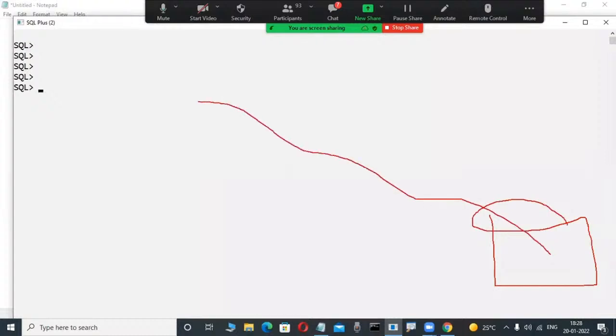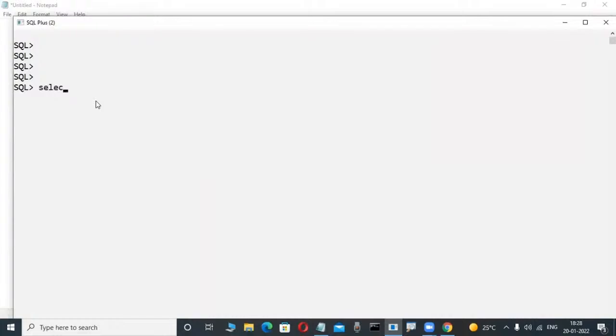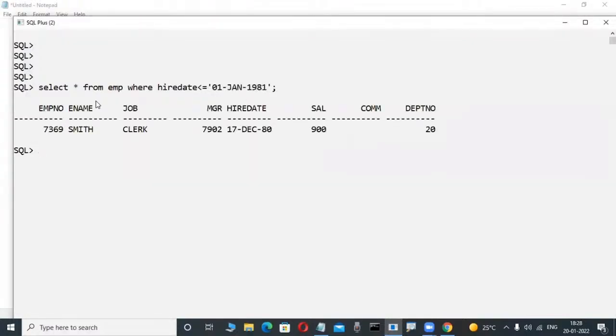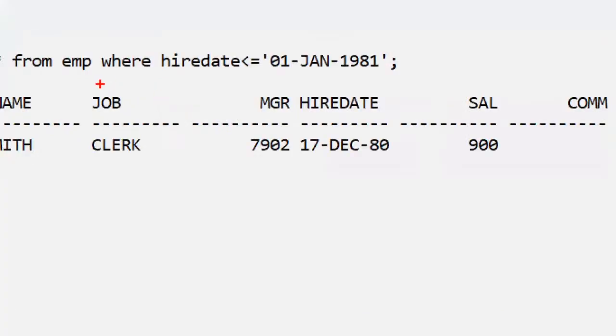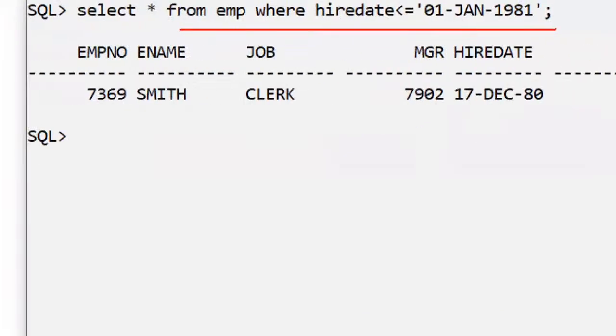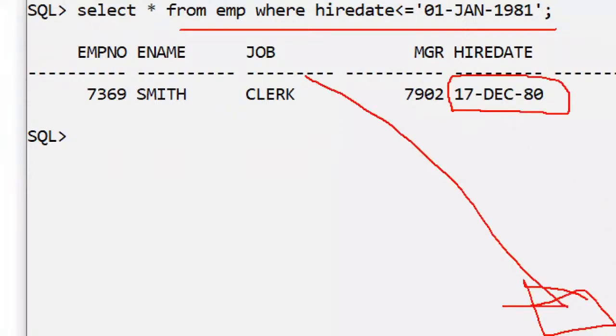How are they fetching this data? They are writing queries. Observe here: select star from table name where hire date is less than or equal to 1st January 1981. Just by writing the query, data is displayed automatically. With a single line of coding, the employees who joined before 1981 are automatically retrieved from the database.